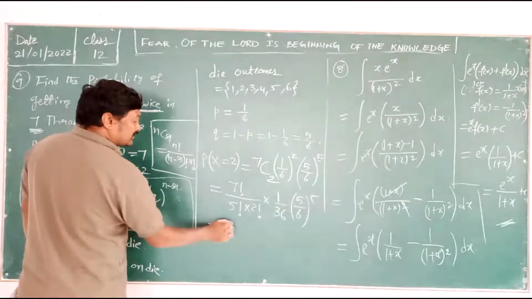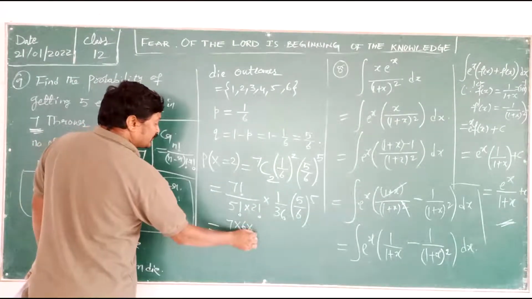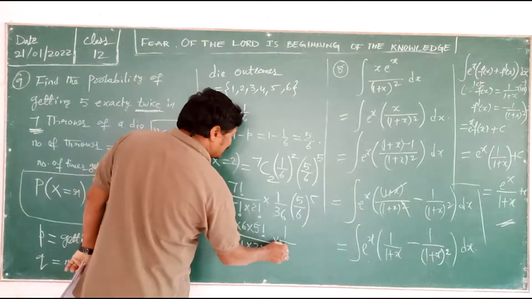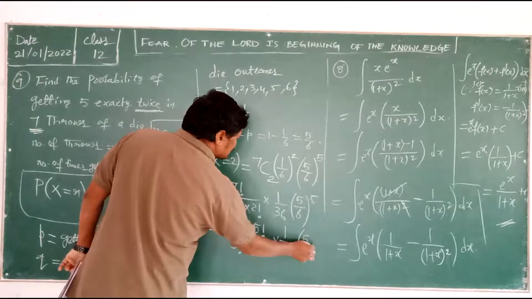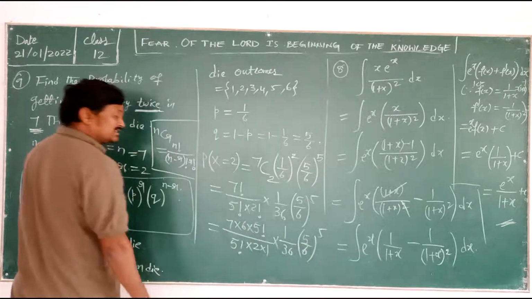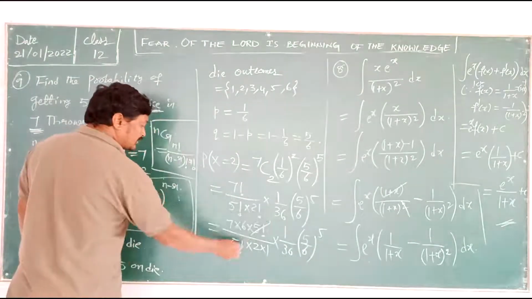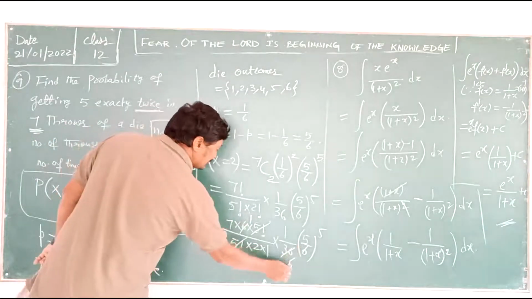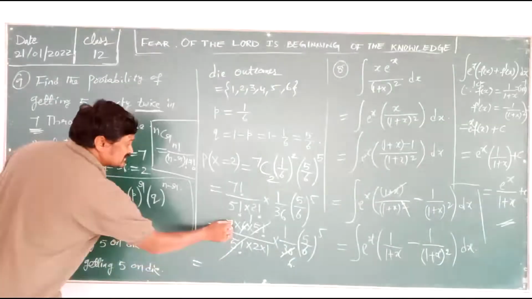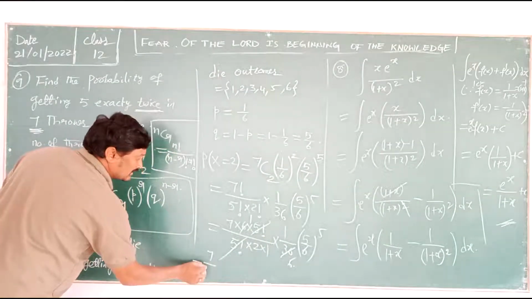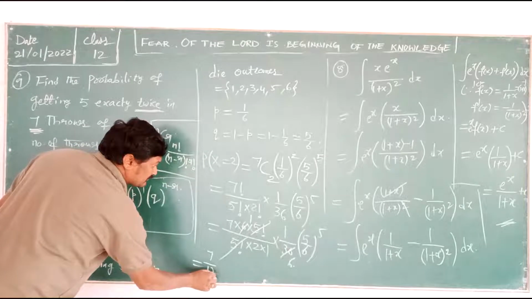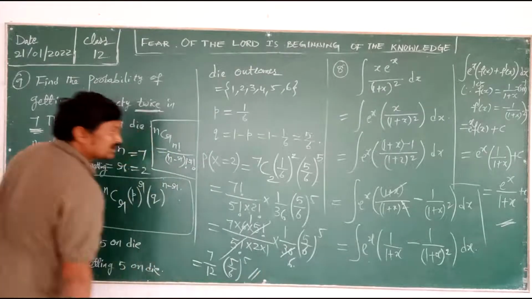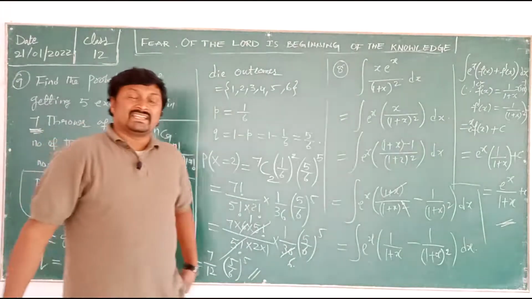Now check carefully. 7 factorial, can I write it as 7 into 6 into 5 factorial? I can write. Now next, 5 factorial into 1 upon 36, 5 upon 6 whole power 5. Let's check now. 5 factorial gets cancelled. 6 ones are 6, 6 sixes are 36. Now at last what do you get? 7 ones are 7 upon 2 sixes are 12, into 5 upon 6 whole power 5. Finished, your answer. So once again listen to this clearly.